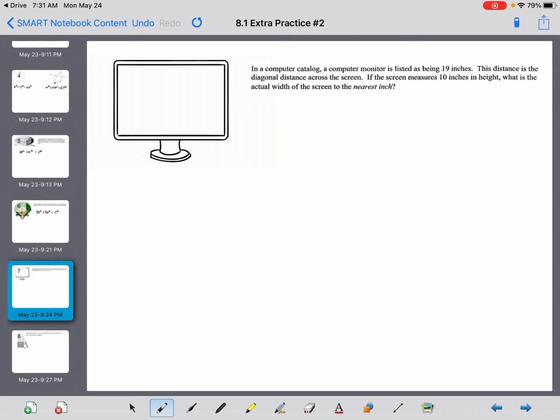In a computer catalog, a computer monitor is being listed as 19 inches. This distance is the diagonal. Okay, if the screen measures 10 inches in height, what is the base or the width? So here we have A squared plus 10 squared equals 19 squared.